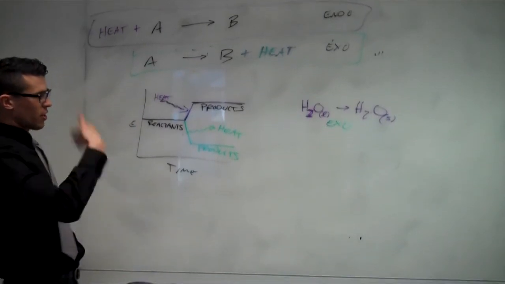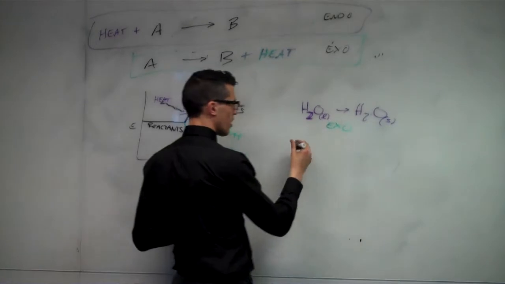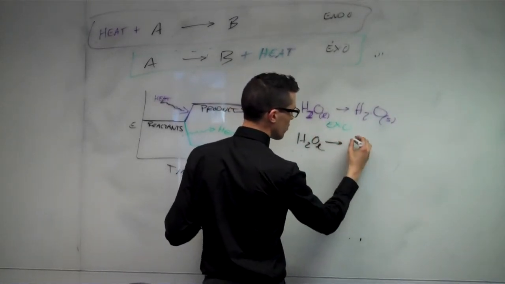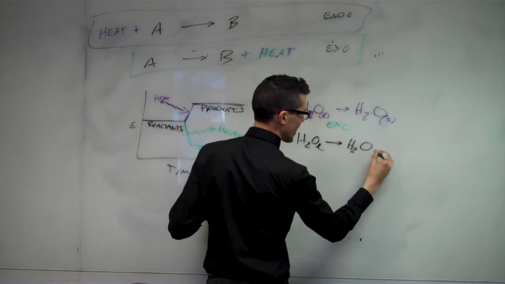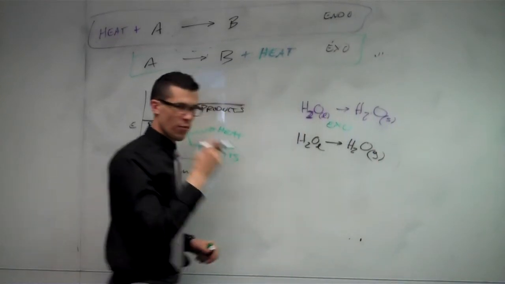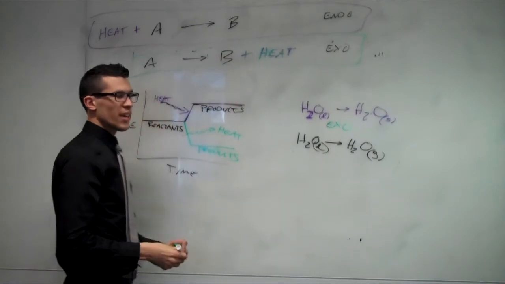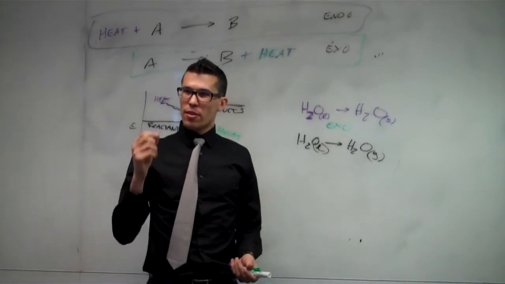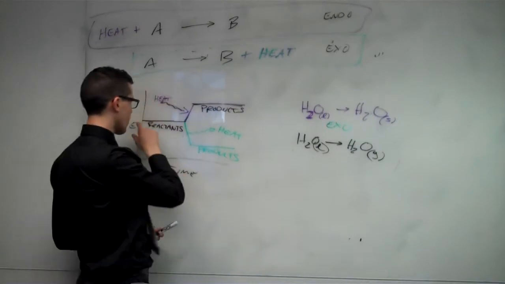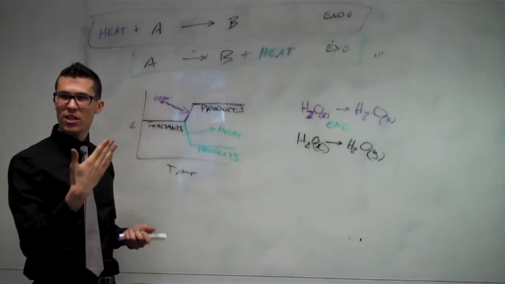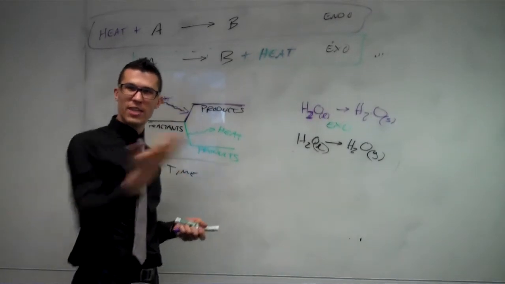Now, let's go the other direction. Let's say that we've got H2O liquid turning into H2O gas. These are phase changes. We're going from liquid, the L, to the gas. In this case, liquid has this energy, and the gas has a higher energy. So you're going to need to add more heat to turn it into gas.